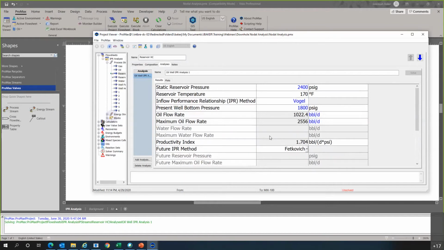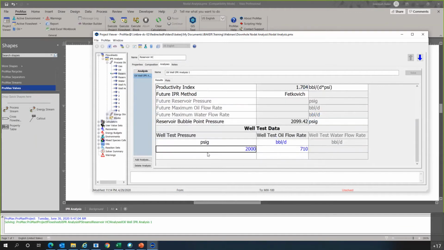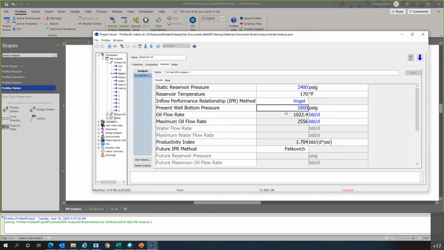So I assumed that my well face pressure was 1,800 PSIG. That's a lower pressure than my well test, right? My well test was at 2,000. And so what makes sense is that we would see a higher oil flow rate, right? Because a lower well face pressure will give me a larger driving force across that reservoir and give me a higher oil flow. Our well test was at 2,000 PSIG and it only had 710 barrels a day. You'll see at the lower pressure, we have 1,022. So we do have a higher oil flow. So this is working correctly.